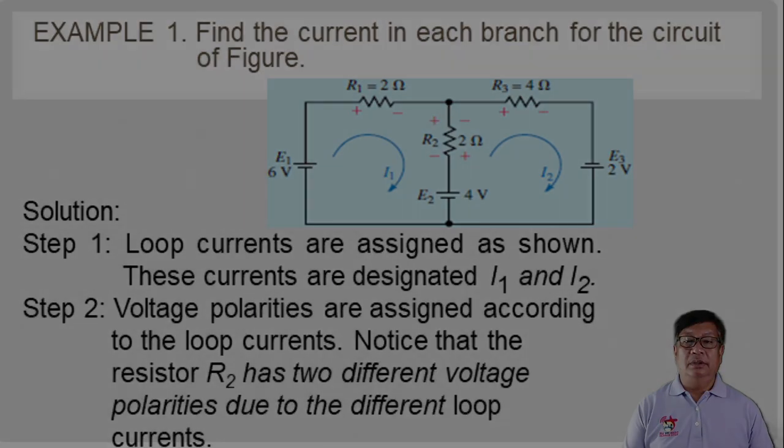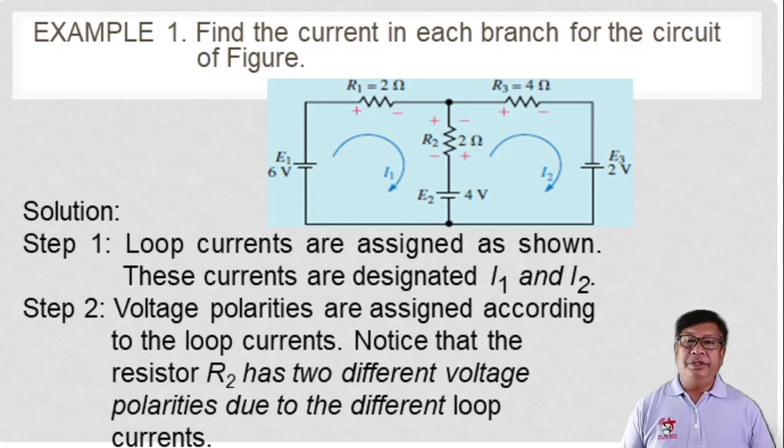Okay, so for step 1, loop currents are assigned as shown. These currents are designated I sub 1 and I sub 2. For step 2, voltage polarities are assigned according to the loop currents, as I mentioned a while ago, as we observed in the figure that we have. And notice that the resistor R sub 2, we have 2 ohms, and it has 2 different voltage polarities due to the different loop currents.